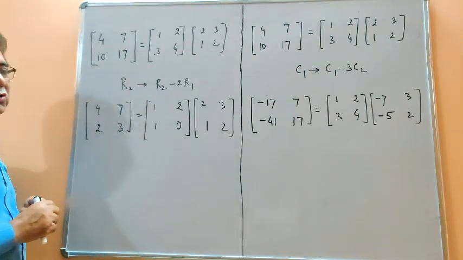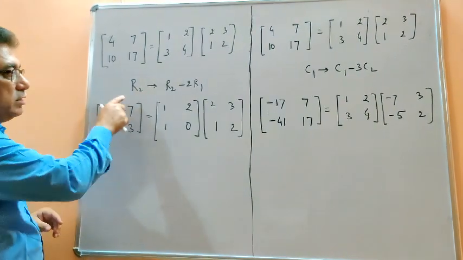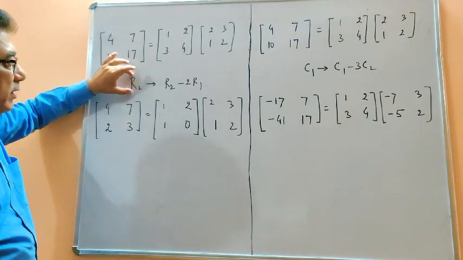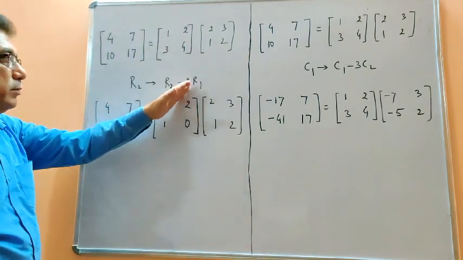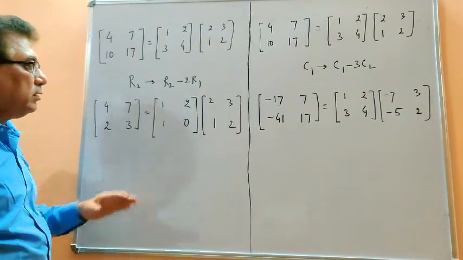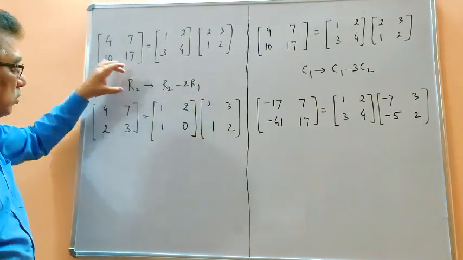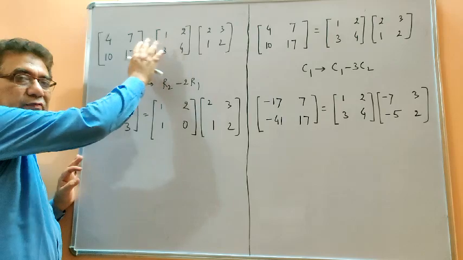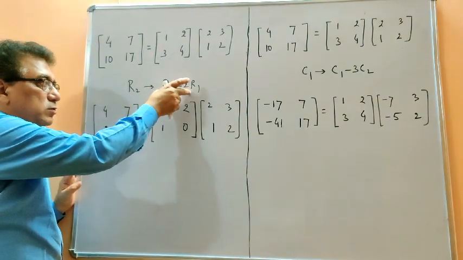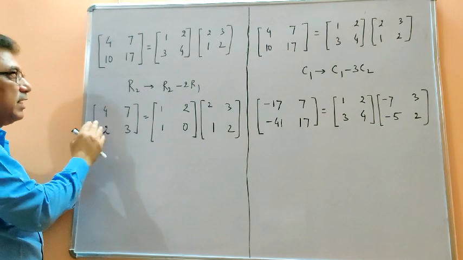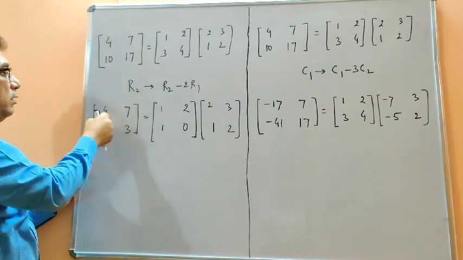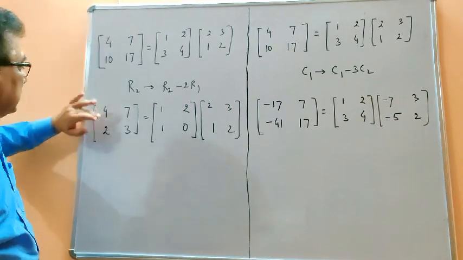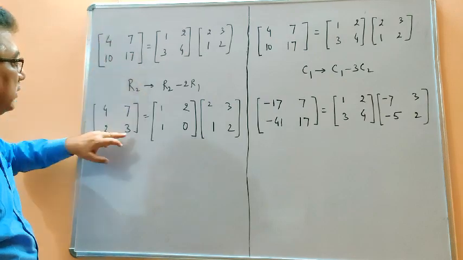Now suppose we want to do elementary row transformations. This transformation is of the third type, in which we are adding to each element of row 2 a multiple of the elements of row 1. Here we are subtracting twice the first row from the second row. On the left hand side, 10 minus 8 gives you 2, and 17 minus 14 gives you 10.